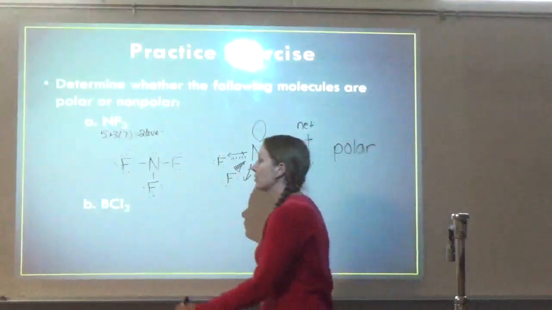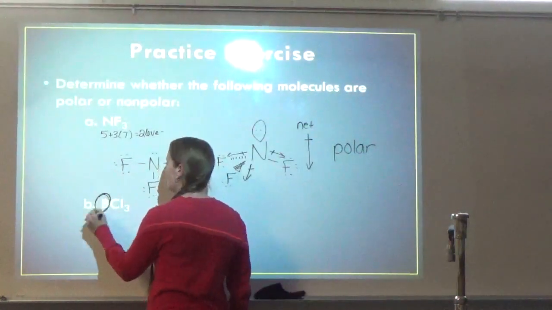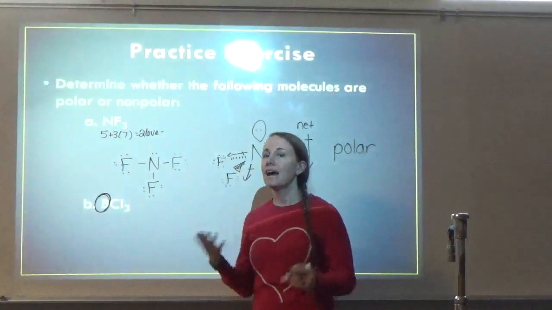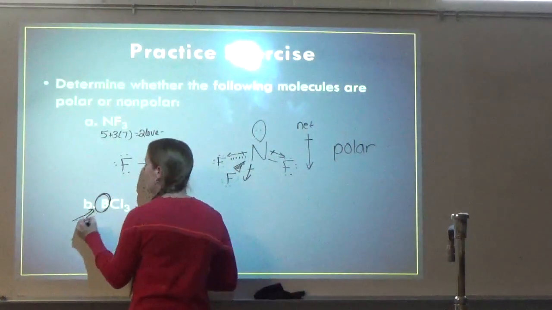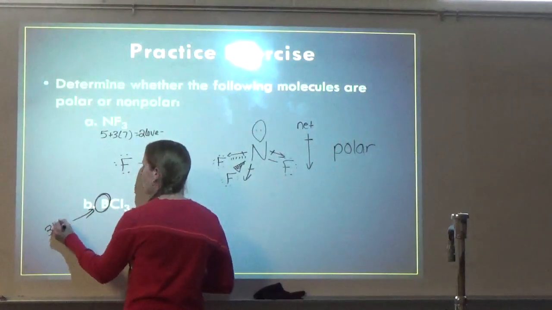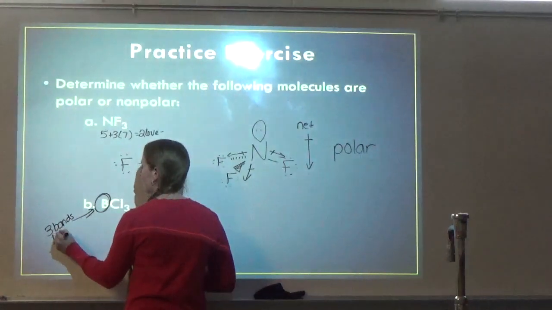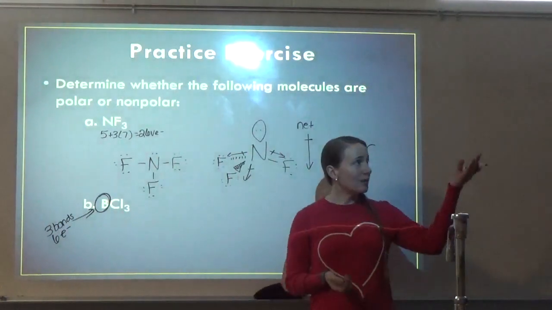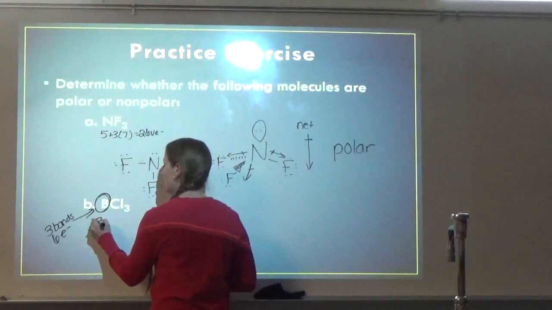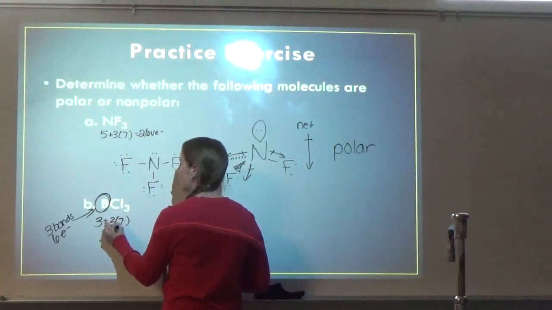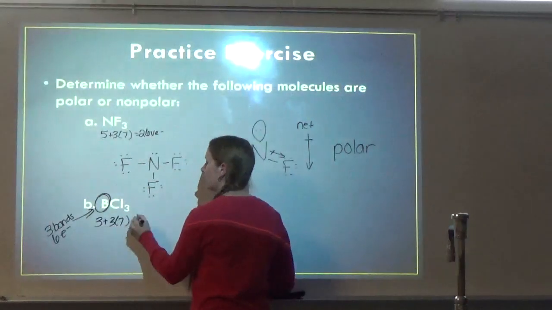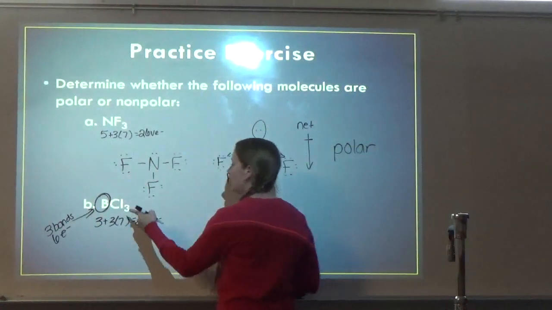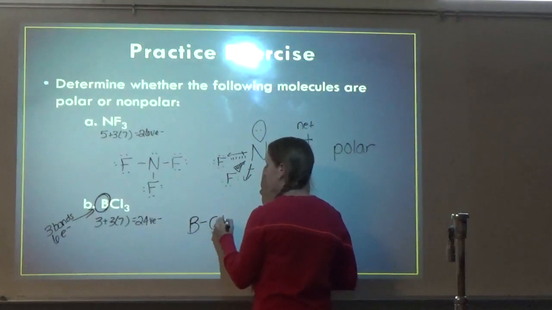Now let's look at BCl3. So the second I see B, I need to think, whoa, wait a minute, that's an exception to the rule. B normally will only form 3 bonds or surround itself with 6 electrons, whichever way you want to remember it. Okay, so B has 3 valence electrons to start with. Cl has 7 times 3, so 21 plus 3 is 24. So B is going to go in the middle.